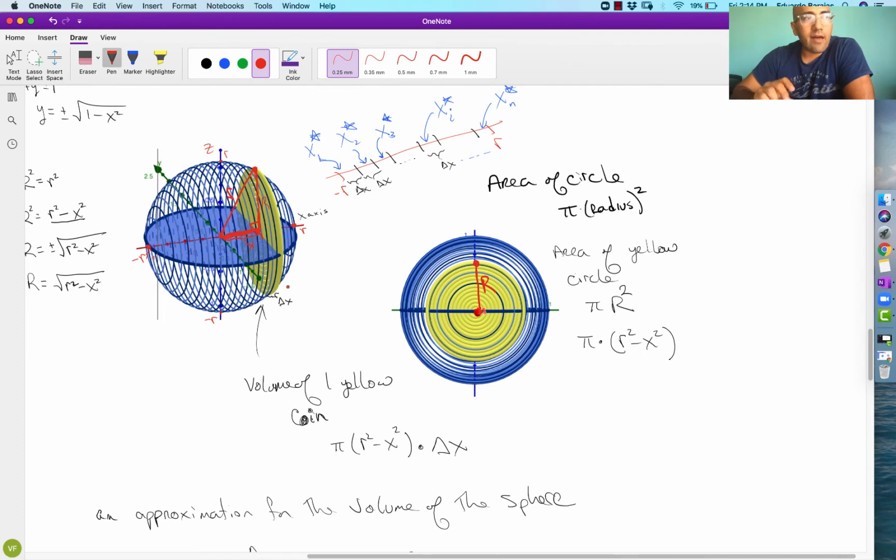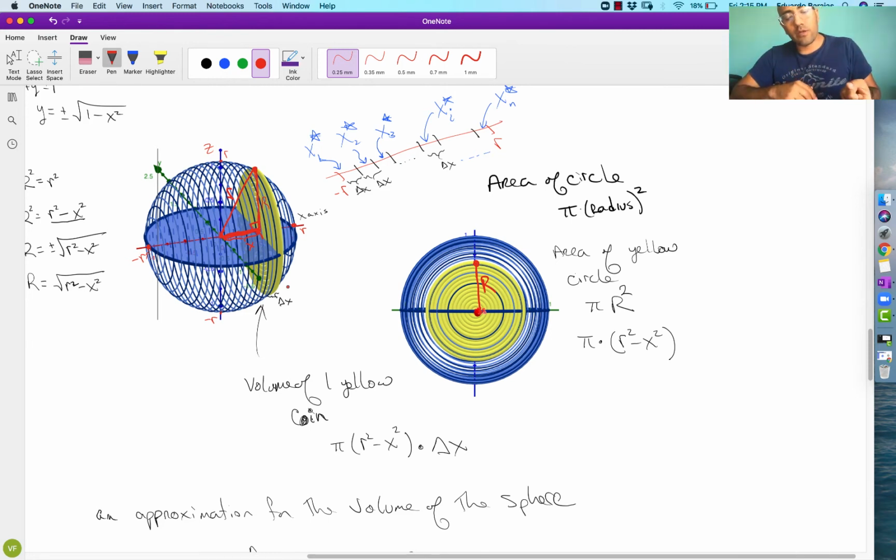You're going to create some coins. Think about how to find the radius of each coin, and remember that as you slice it in different places, the radius is going to vary. So we want to find the radius as a function of the x value, so that you plug in an x value and you tell me the radius. So we want the radius to equal some equation involving x, if you're doing it perpendicular to the x-axis.